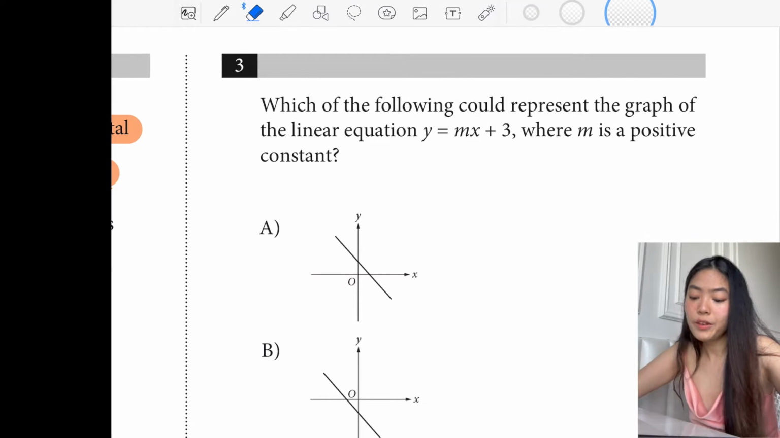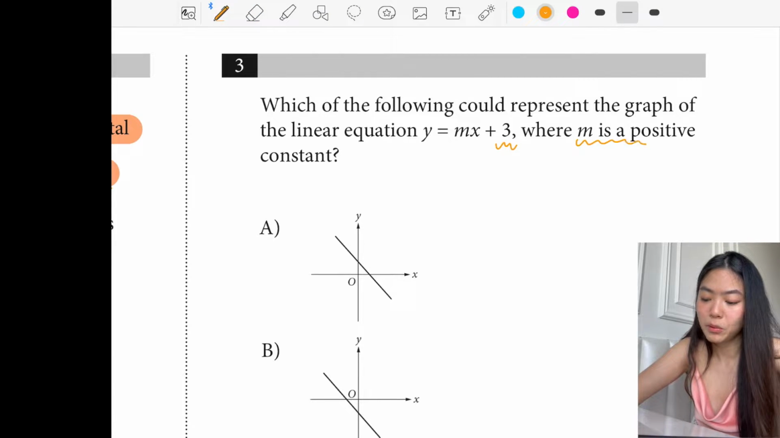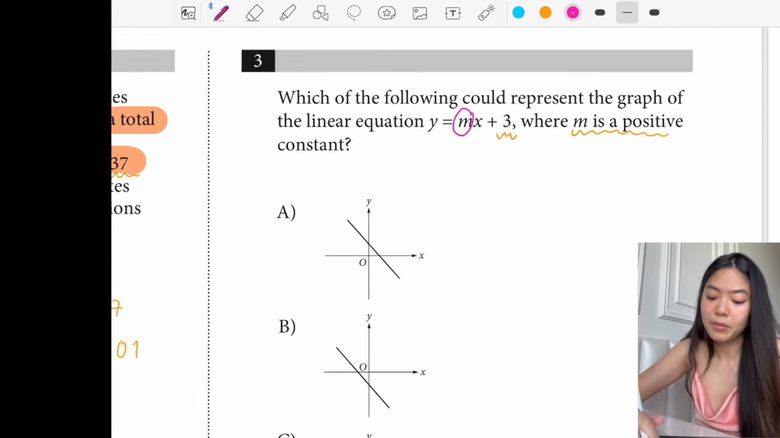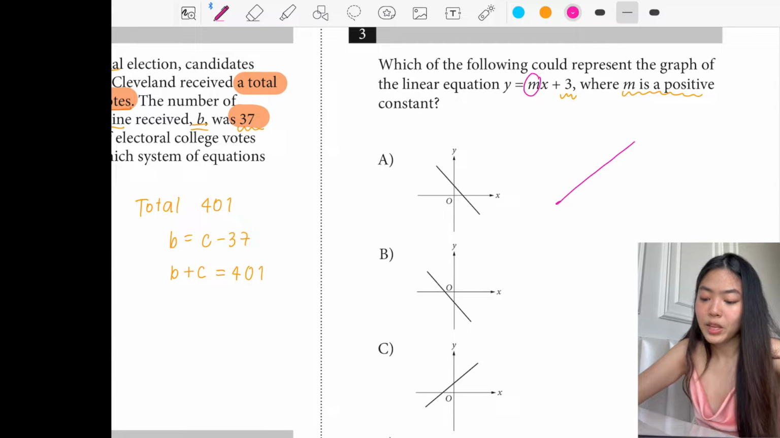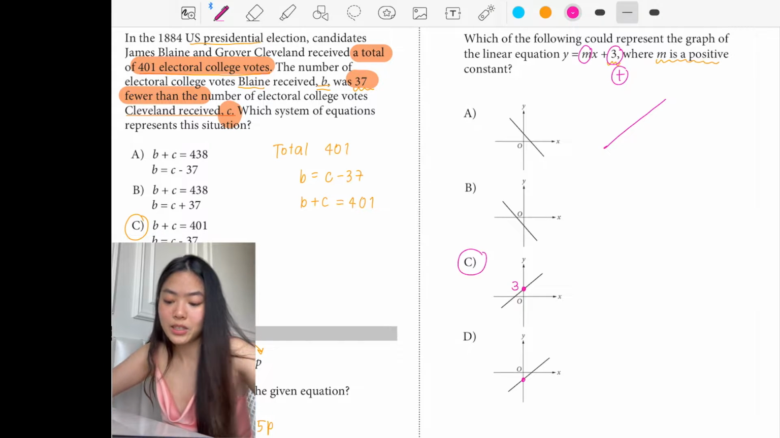3. Which of the following could represent the graph of the linear equation y equals mx plus 3, with m positive? So here m is positive, so it's going this way, and it cuts the positive y-intercept, which is here. It could be 3 here. This one cannot be 3. Then the answer is C.